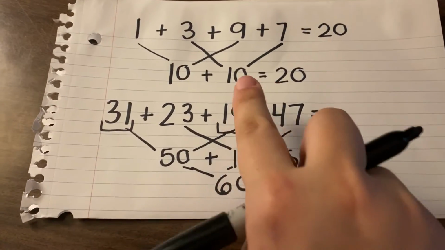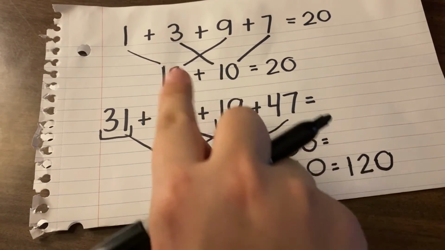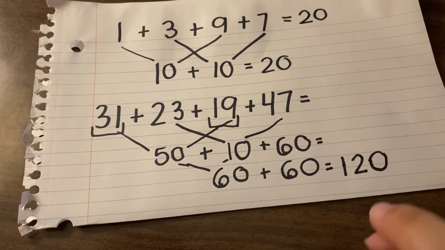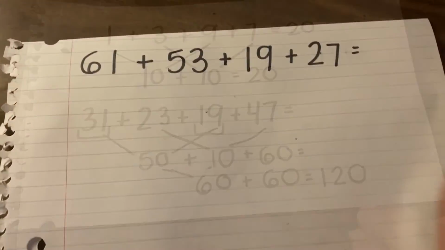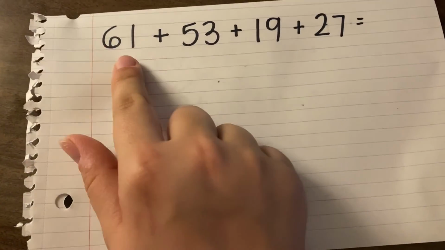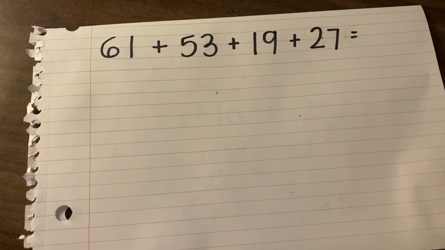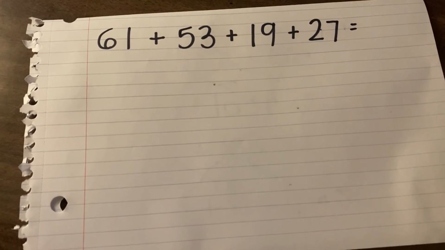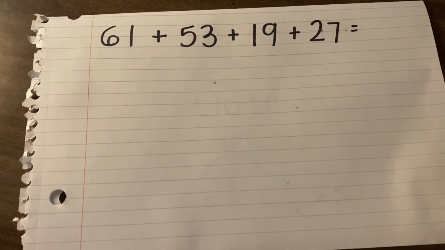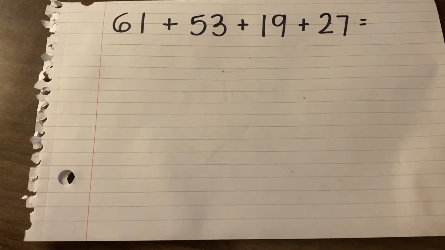So the strategy we used up here was pretty similar to the one we used down here. We created groups of 10 when we saw it, and then added the other 10s onto our groups of 10. If there's time, go ahead and try this problem too. 61 plus 53 plus 19 plus 27. Go ahead and see if you can add together any of the 1s to create groups of 10, and then add our 10s together as well. Go ahead and give it a try on your whiteboard.